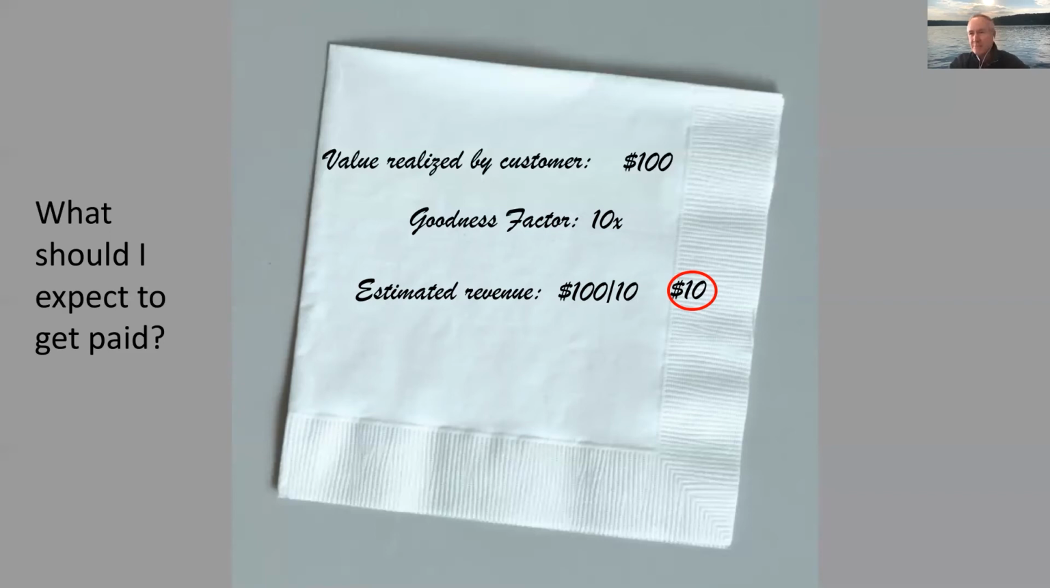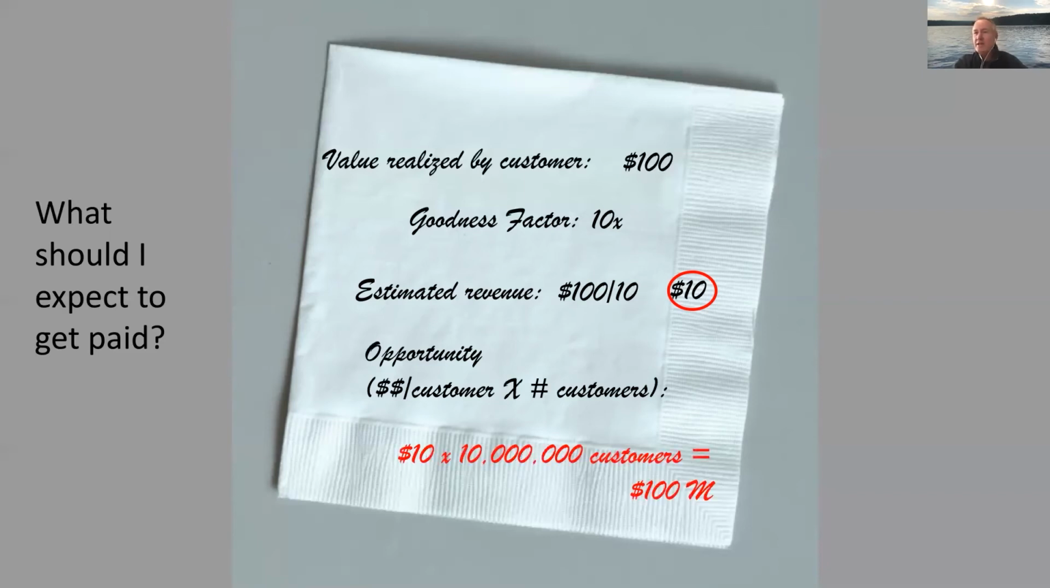So as you're looking at a business idea and evaluating whether this is something you want to do, you want to make sure that you have a goodness factor that makes this easy to sell. And that, by the way, your share of that is still a big enough market to make it worthwhile to go after. So in this example, if the value I'm giving the customer is $100 and I think I need a goodness factor of 10, then my share is $10. And if there's 10 million customers, then it's a $100 million market.